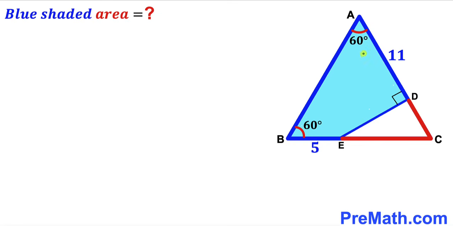And moreover, this angle BAD is 60 degrees. And likewise, this angle ABE is 60 degrees as well. And furthermore, this angle is 90 degrees. And now our task is to calculate the area of this blue shaded region.